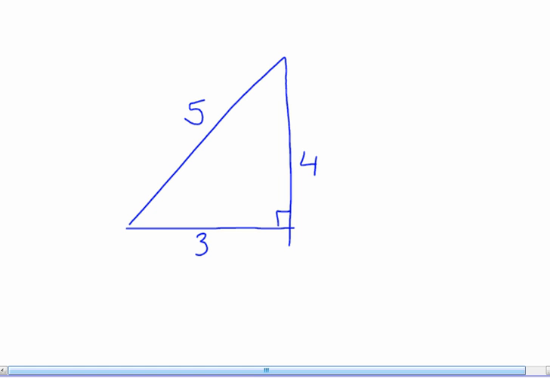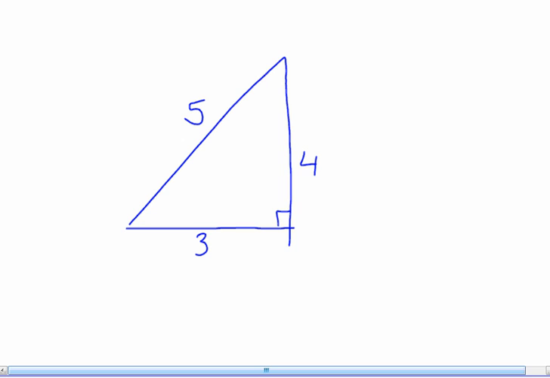Okay, in groups of 2, how many ways can I group these sides? So you could either do the 3 and the 4, right? You could do the 5 and the 3, or you could do 5 and the 4. There's 3 ways we can make a ratio, or we can compare 2 sides. Right? There's 3 ways we can compare 2 sides together. And that's why there's 3 trig ratios.